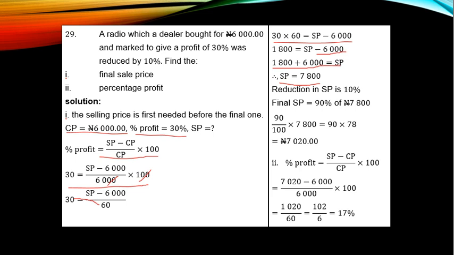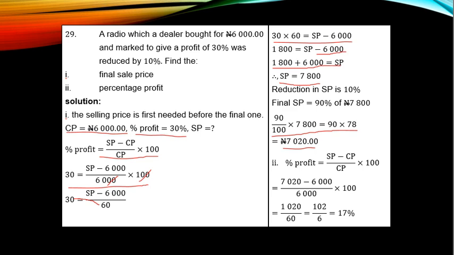Reduction in selling price is by 10%. So it's either you calculate 10% of 7,800 and you remove it from it, or you reduce 100% by 10. It becomes 90. You calculate 90% of 7,800, which is quicker to do. So if you calculate 90% of 7,800, it becomes 90 over 100 times 7,800, and that is 7,020 naira. That is the final selling price.